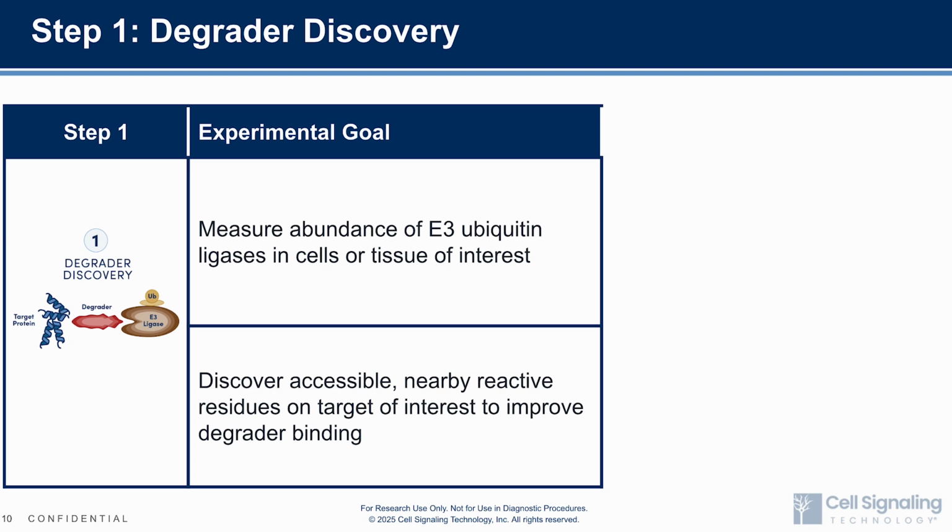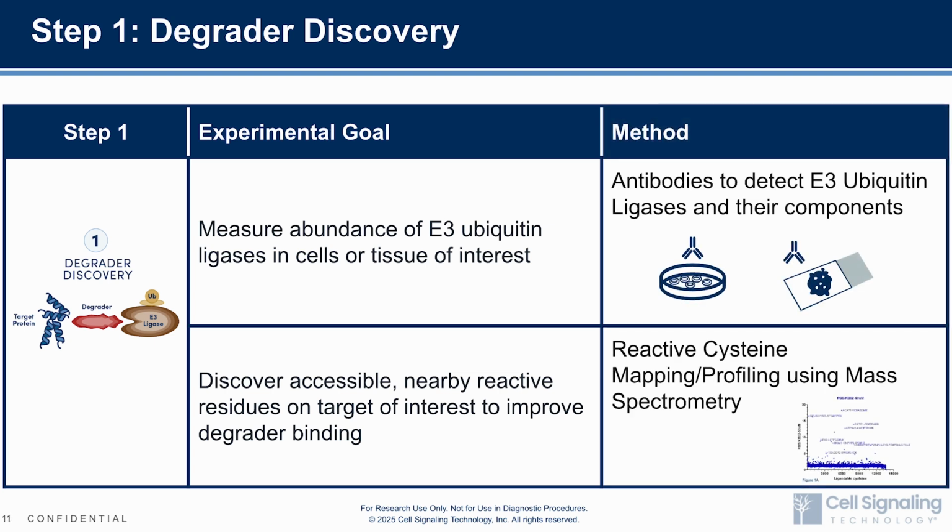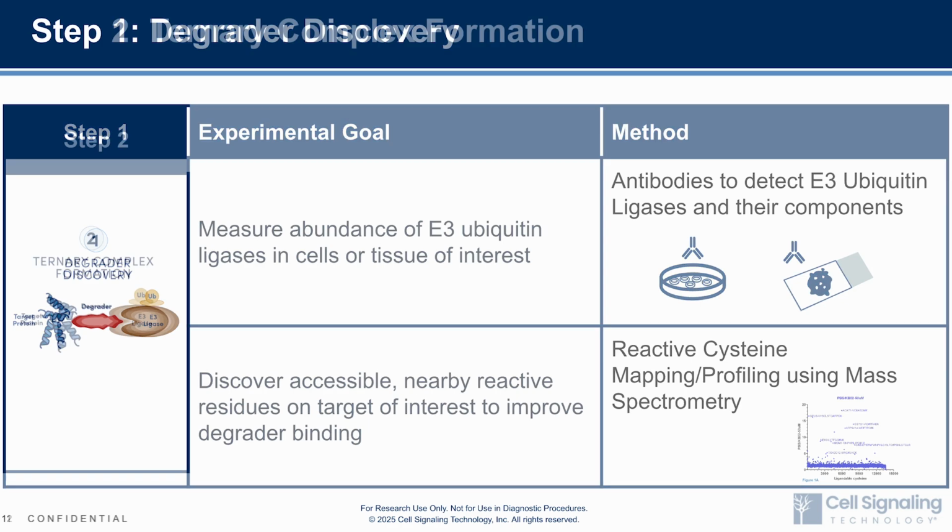Another thing that people oftentimes do is to discover accessible nearby reactive residues on the targeted protein of interest. Now, this can help with the degrader design and improve the degrader binding strength. Antibodies can be used that are highly specific against either cereblon, VHL, or other E3 ubiquitin ligases. This can be done in cells, in tissue, in multiple applications. And then the reactive cysteine mapping and profiling can be done using mass spectrometry.